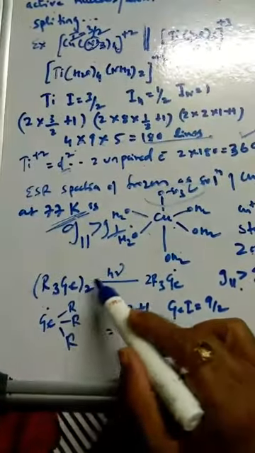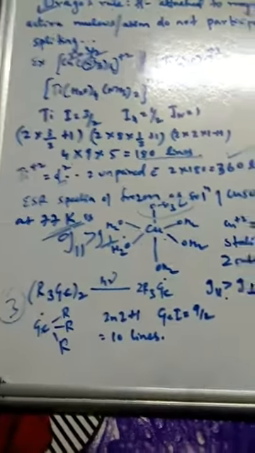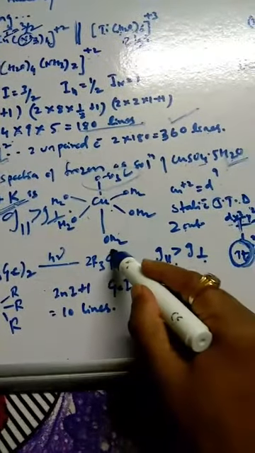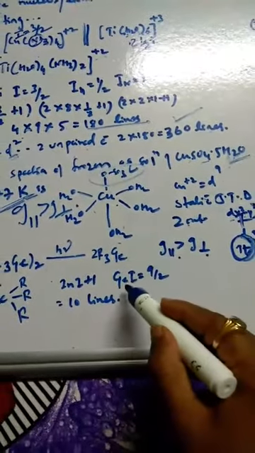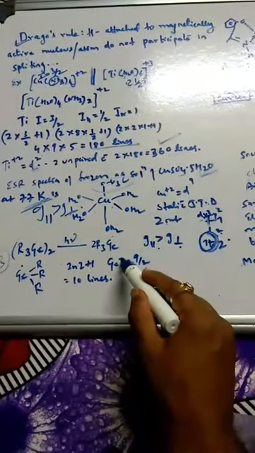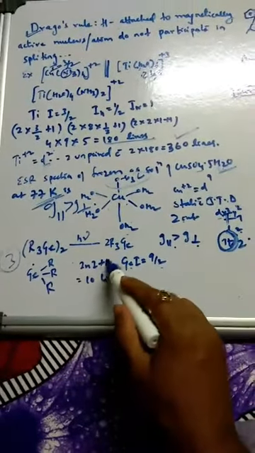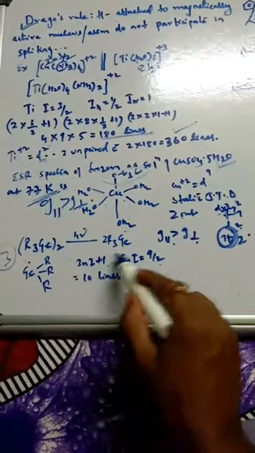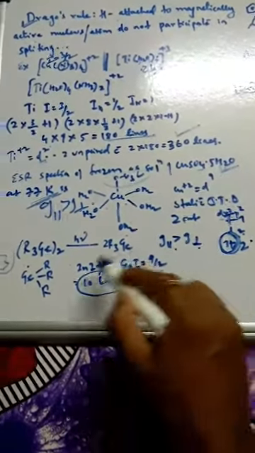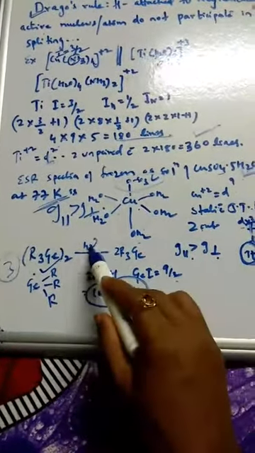Now one more case, the third case. Germanium is there, attached to some alkyl group. On photolysis you get a germanium radical. For germanium they have given the I value 9/2, the nuclear spin of the germanium atom. So how many lines? 2nI plus 1: 2 into 1 germanium into 9/2 plus 1 gives 10 lines. So this complex will give 10 lines of ESR hyperfine structure in the presence of photolysis, that is, in the presence of sunlight.